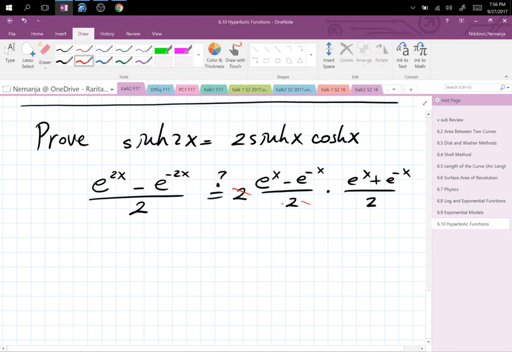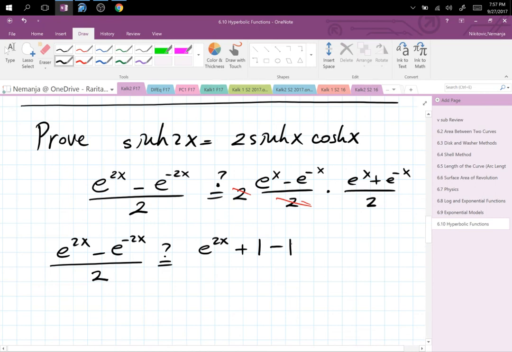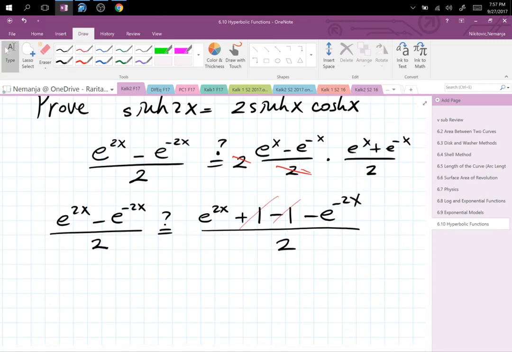Now, these two cancel. There's nothing that we can do on the left-hand side, so e to the 2x minus e to the minus 2x over 2 stays. And then on the right-hand side, I can FOIL. So x times e to the x is e to the 2x because it's x plus x, right? And then I have plus e to the x minus x, which is e to the 0, so plus 1. And then I have minus 1, and minus e to the minus 2x over 2. As soon as these two cancel, you see that the left-hand side and right-hand side are the same.